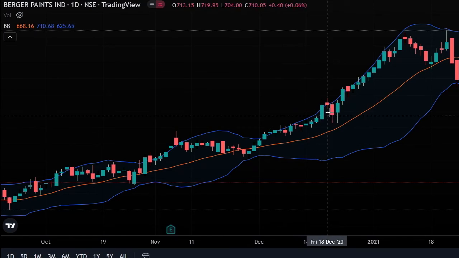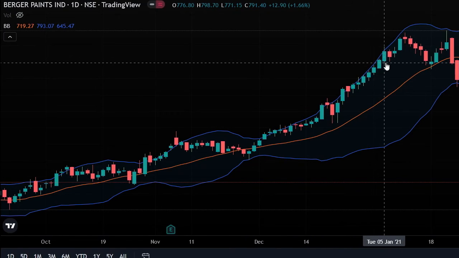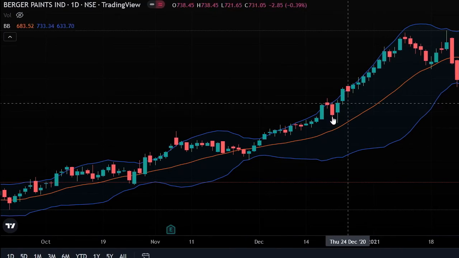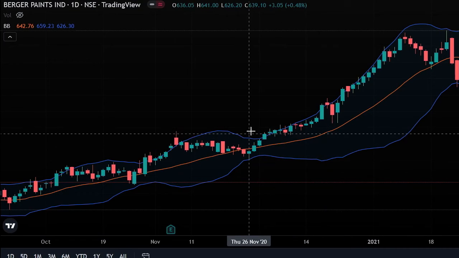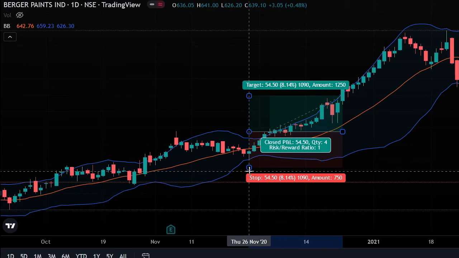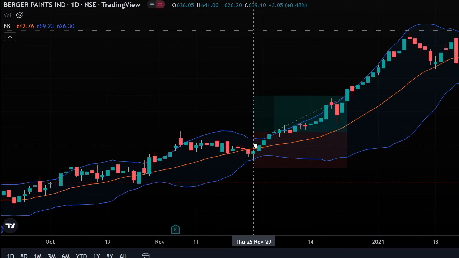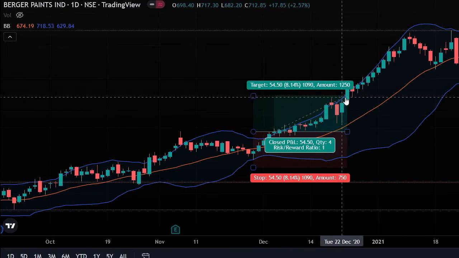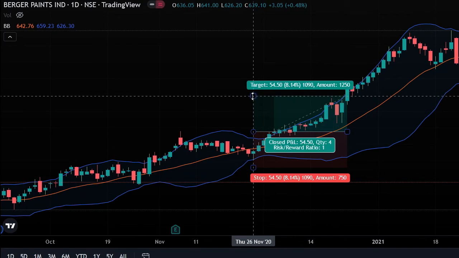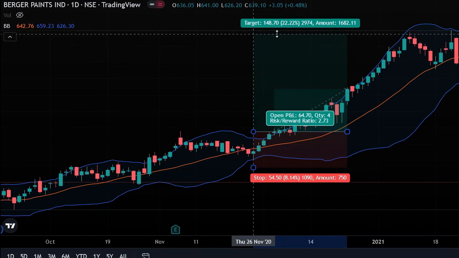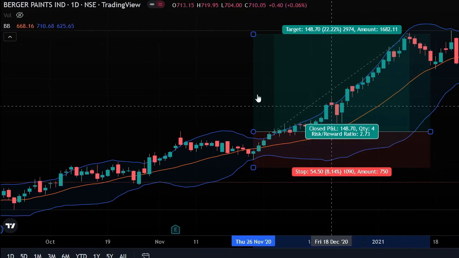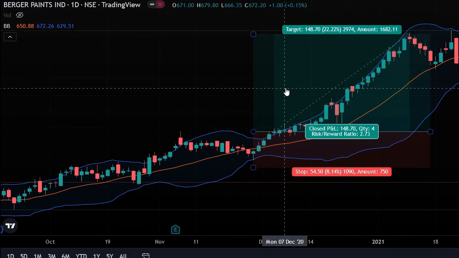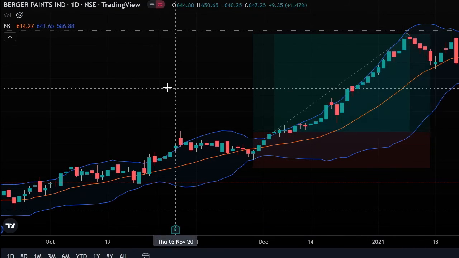and it is very close to the upper band. What a bull rally! If we take the entry here, and SL will be at the midline of the Bollinger Bands, we are getting 1:3 as risk reward ratio.